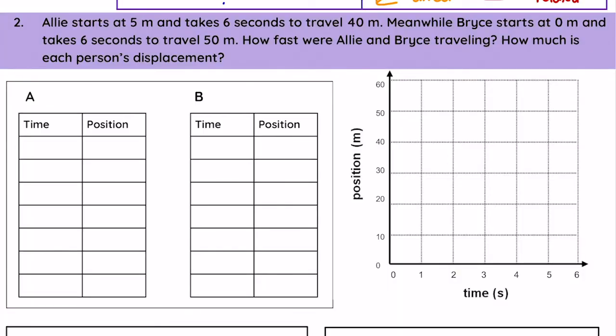Now for the second part of this page, so we've done number 1 as a class, and so we're going to go ahead and work on number 2. All right. And so what we have is Allie starts at 5 meters and takes 6 seconds to travel 40 meters. Meanwhile, Bryce starts at 0 meters and takes 6 seconds to travel 50 meters. How fast were Allie and Bryce traveling? How much is each person's displacement?